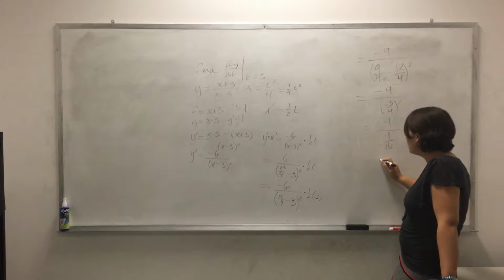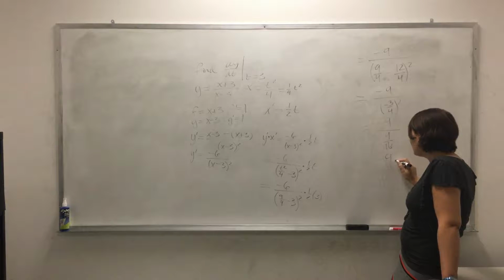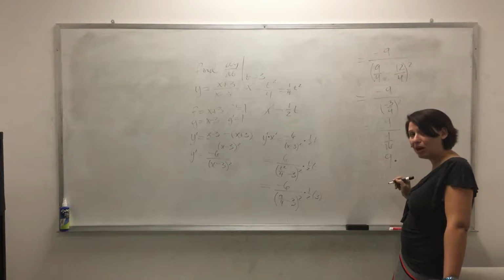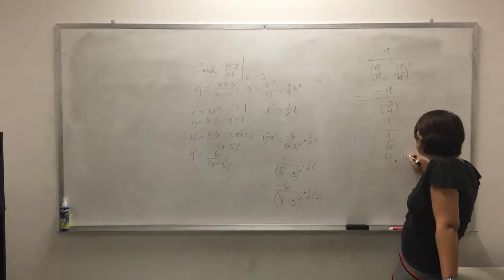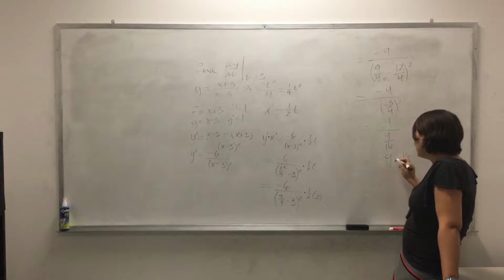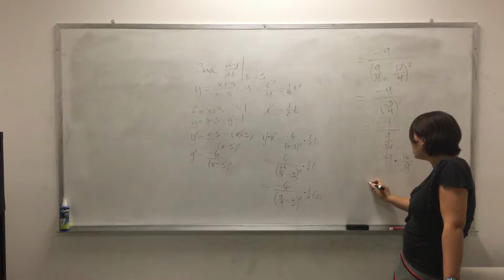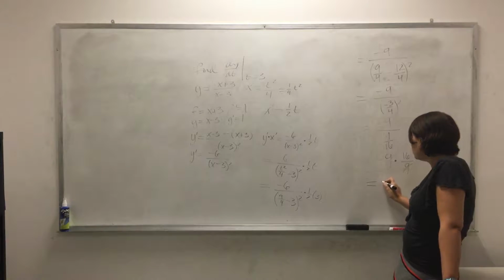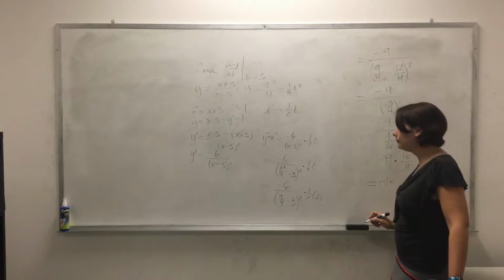So that means we have negative 9 times the reciprocal of the bottom fraction. So 16 over 9. These 9's cancel. So then our final answer is then just negative 16. Okay?